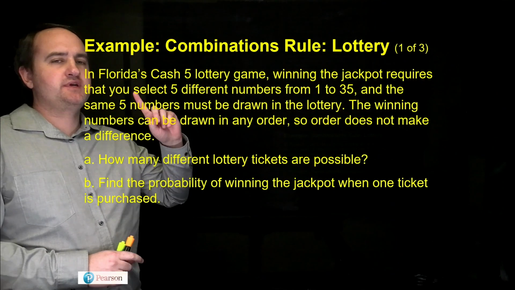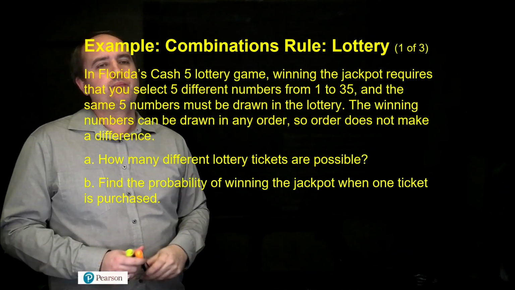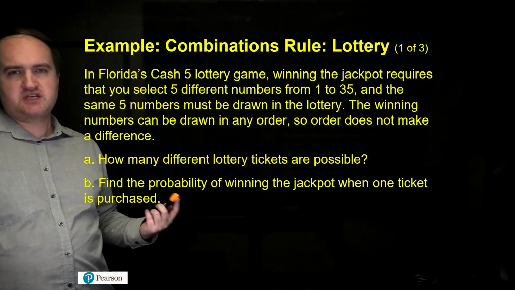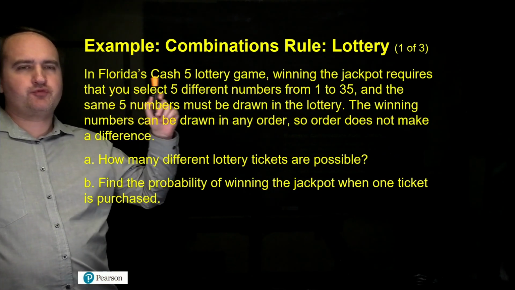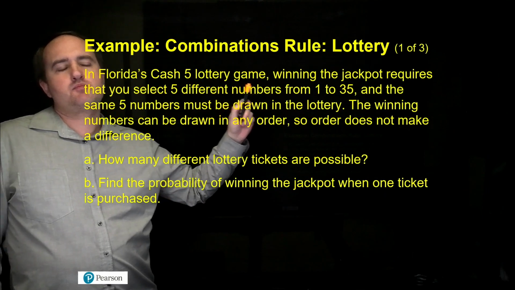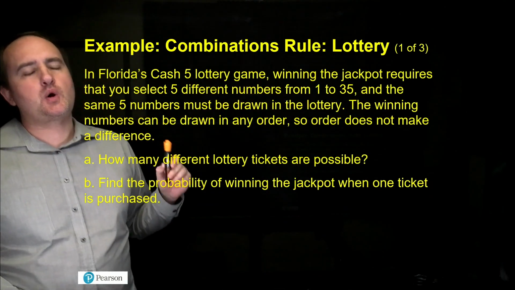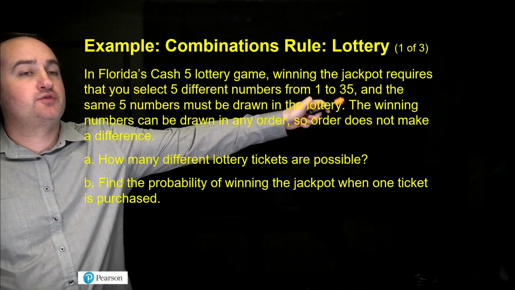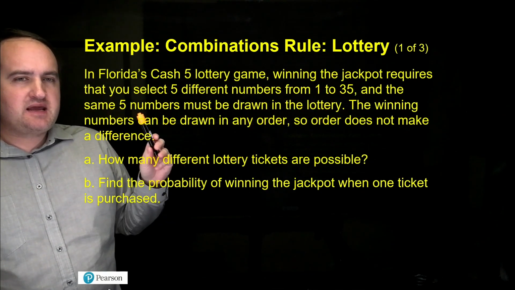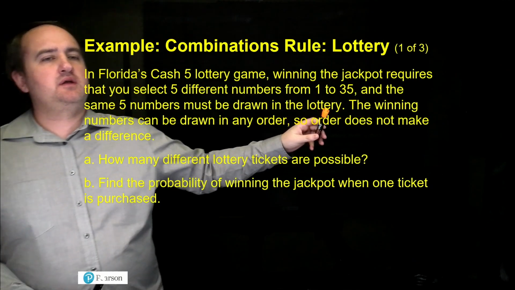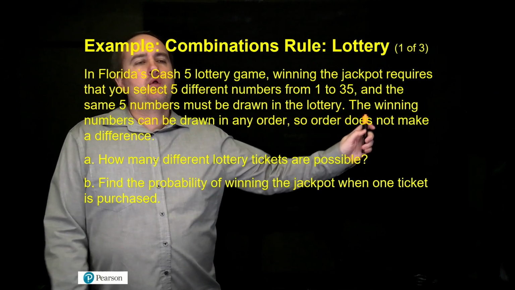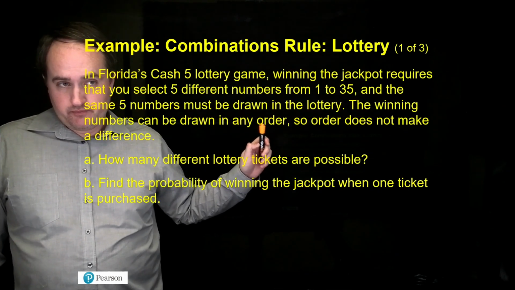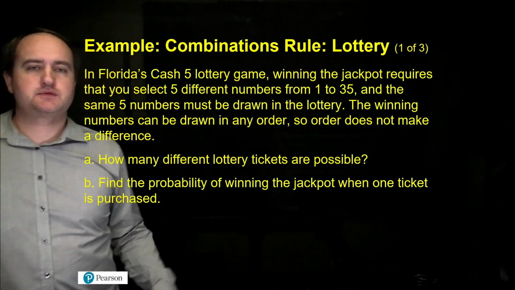Okay, so I wanted to do an example of the combinations rule. This is a lottery example. At least at the time the book was written, in Florida's Cash 5 lottery game, winning the jackpot required that you select 5 different numbers from the numbers 1 to 35, and the same 5 numbers must be drawn in the lottery. The winning numbers can be drawn in any order, so order does not make a difference.